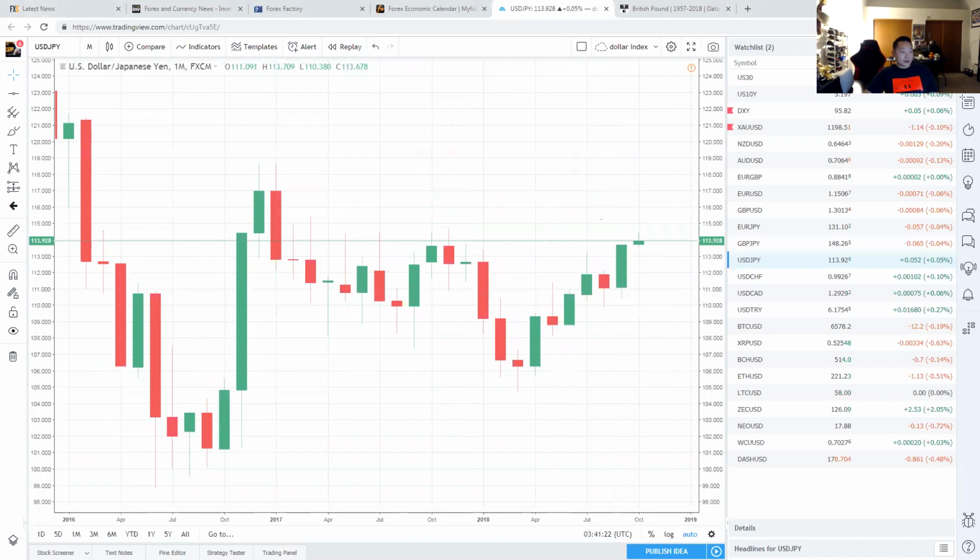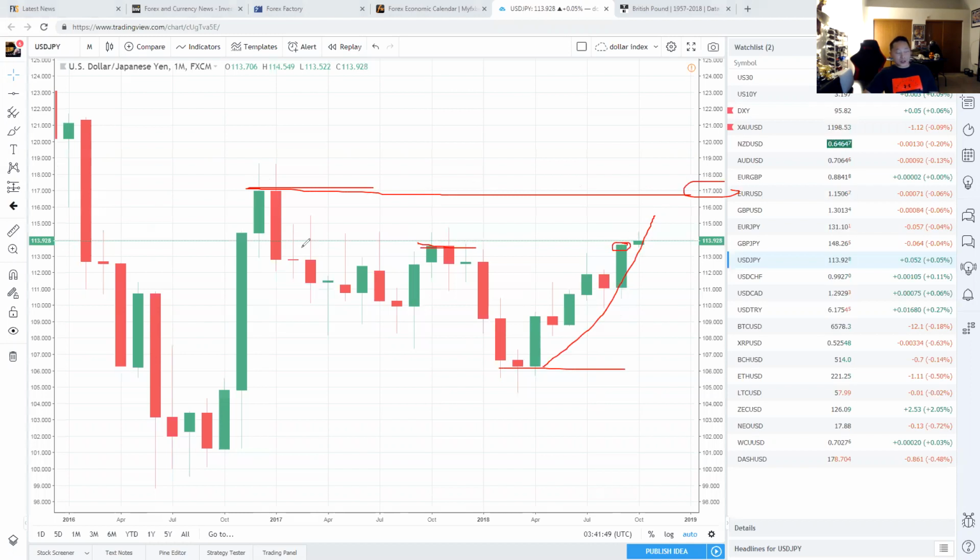You can see where it came down here, now it's going up. This candle that closed here just broke a little bit above this resistance here. My next line of resistance would be 117 based on the monthly here.